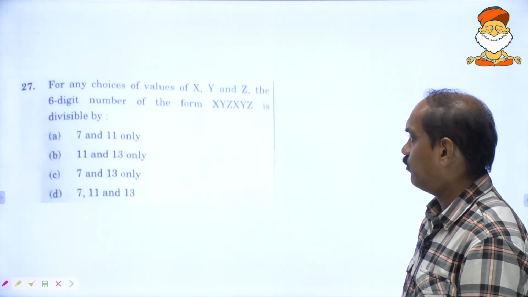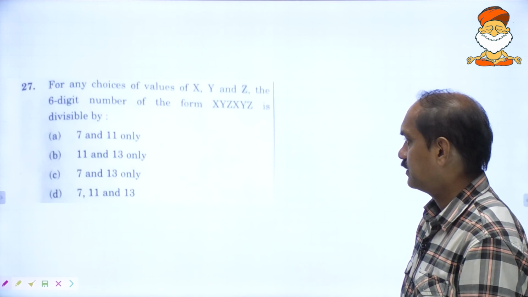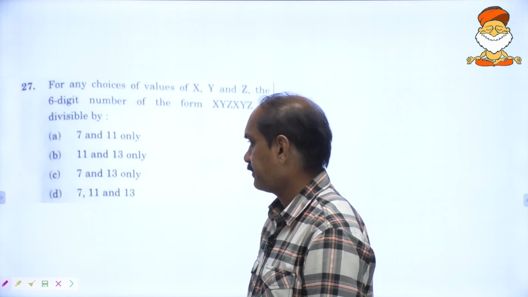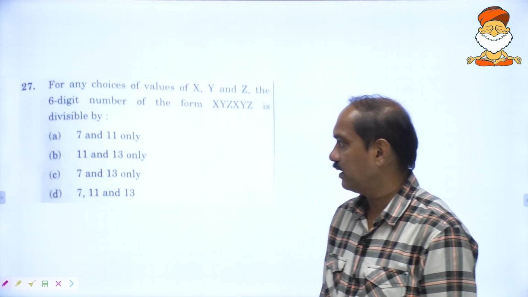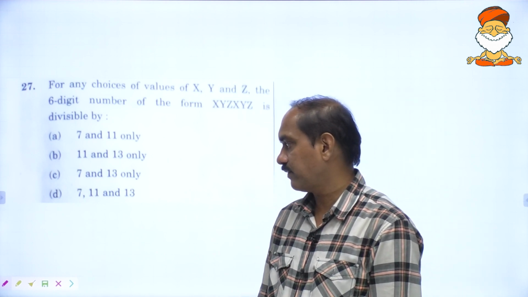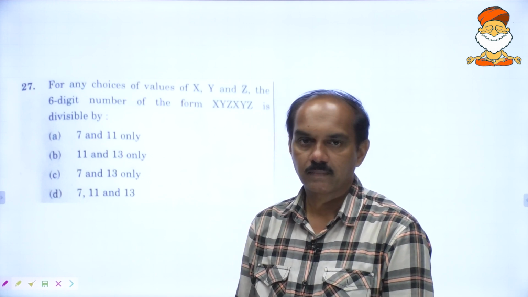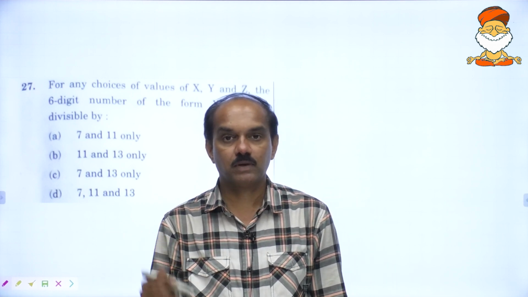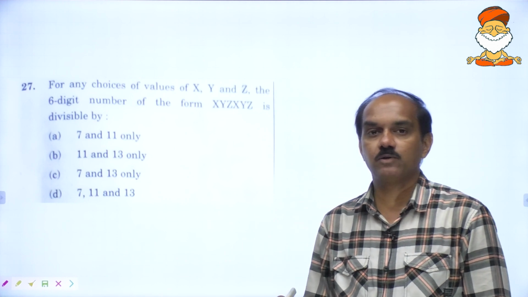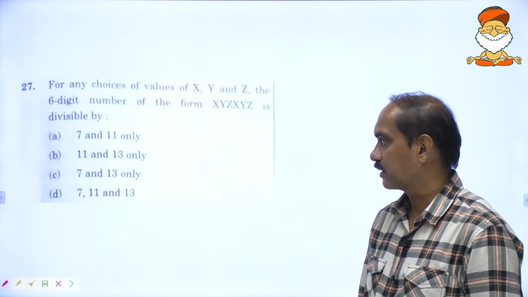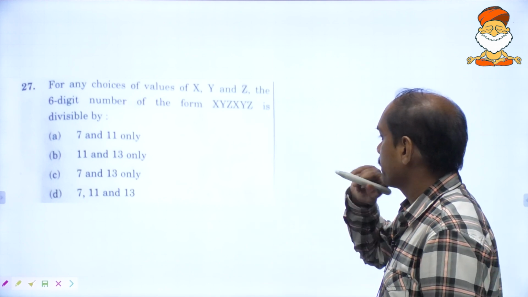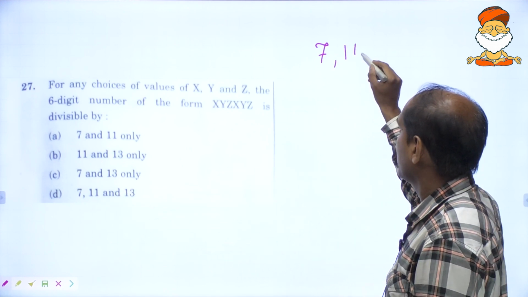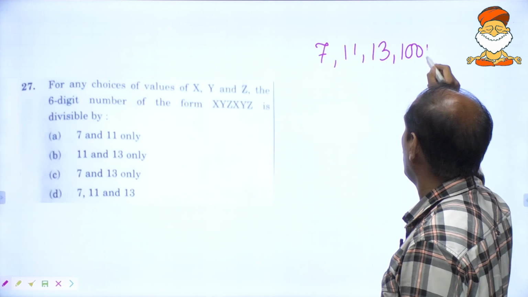For any choices of values of x, y and z, the 6-digit number of the form xyzxyz is divisible by, your options are 7 and 11 only, 11 and 13 only, 7 and 13 only, 7, 11 and 13. This question is straight from my class. Within no time you should be able to mark the correct answer. See here, it is not just 7, 11 and 13, it is for 1001 also.